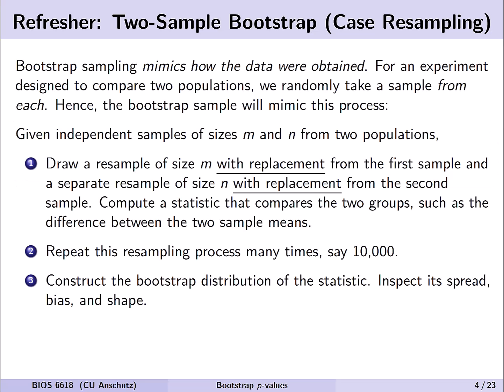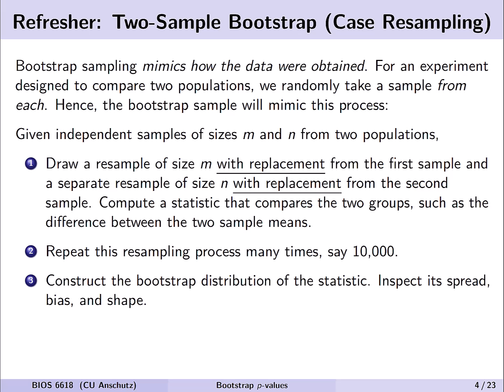We've previously talked about a two-sample Bootstrap and case resampling. Now, the idea is outlined in the slide here, but essentially Bootstrap sampling in this non-parametric approach mimics how the data were obtained. So for an example designed to compare two populations, we might randomly take a sample from each. Therefore, the Bootstrap will mimic this process.